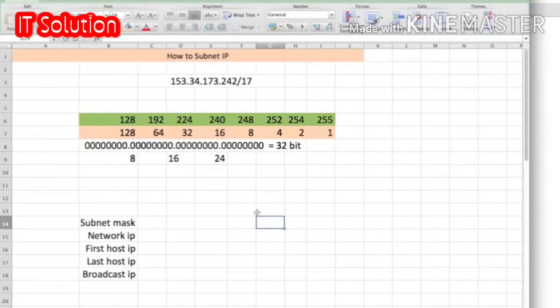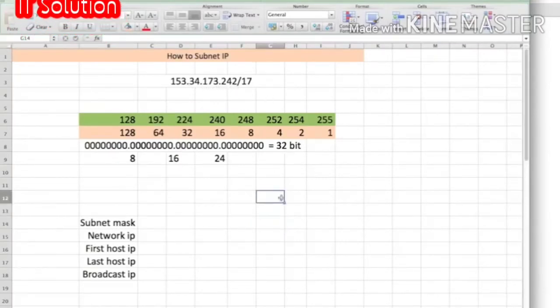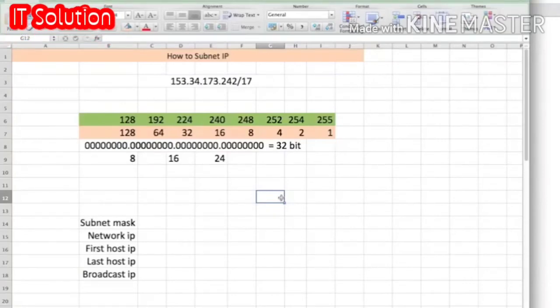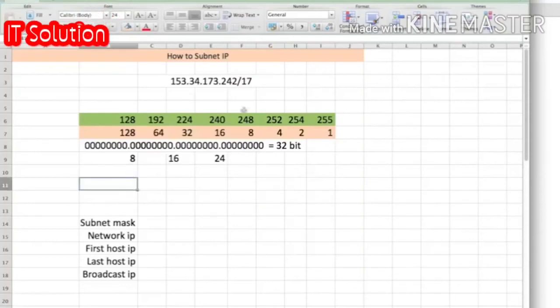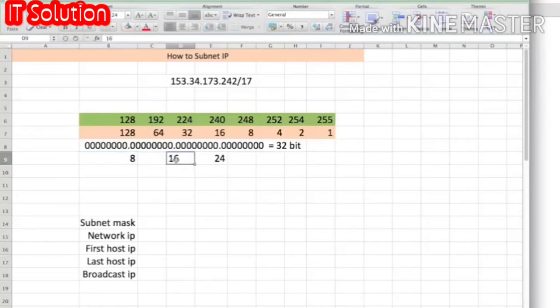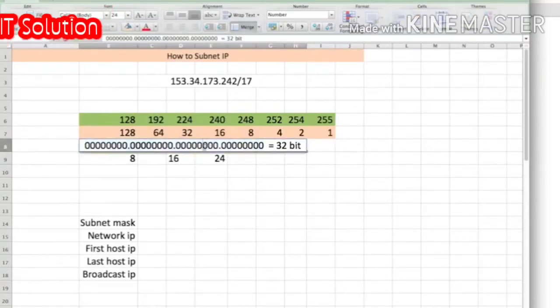Okay, so we're going to do this IP. It's 153.34.173.2. Okay. Now, the method that I used will work for every single IP. So there's nothing to be afraid of if it's a bigger number or a smaller number. So we're going to do the same thing. We're going to look at the CIDR notation, the slash 17, right? And we look at it. Is 17 bigger than 8? Yes, it is. Is 17 bigger than 16? Yes, it is. So that tells me that the subnet mask will be in the third octet, right? 17 comes right after 16.